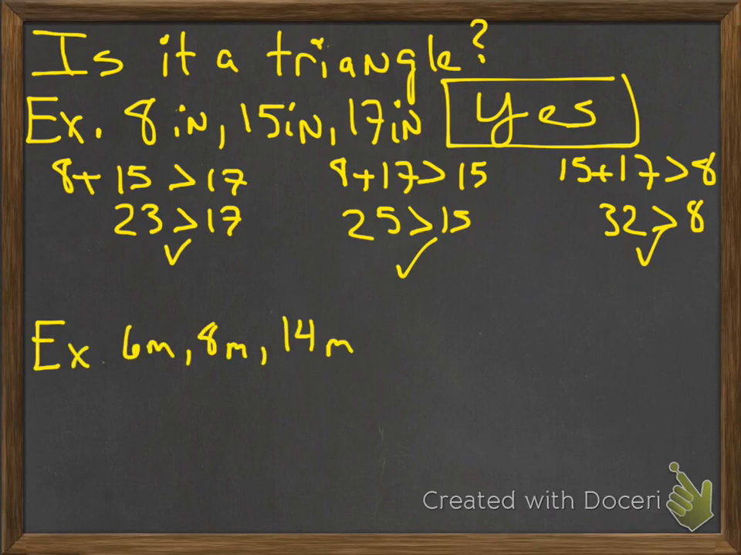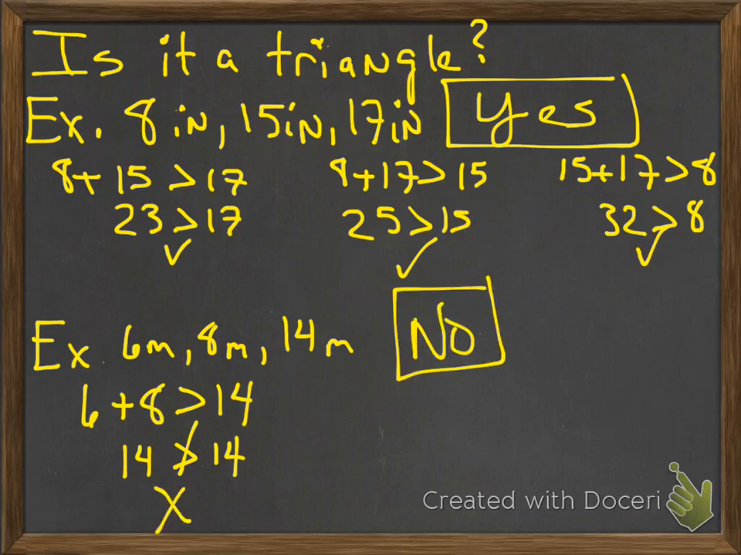6, 8, and 14. 6 plus 8 has to be greater than 14. 6 plus 8 is 14, which is not greater than 14. It's a lot of times me saying 14. So this one would not be possible to become a triangle. It has to add up to more than the third side. Plain and simple. Once you see that it's not working, then you move on to the next one.